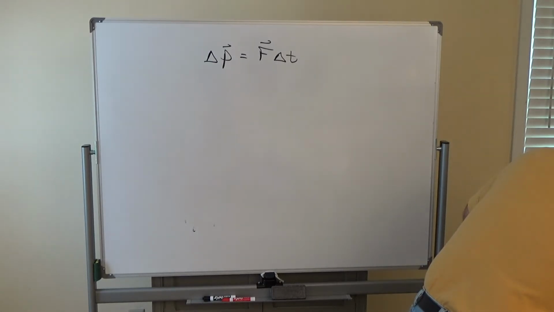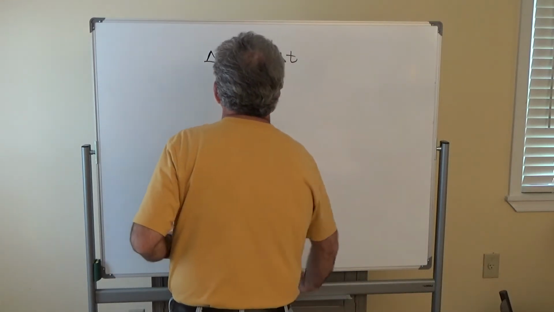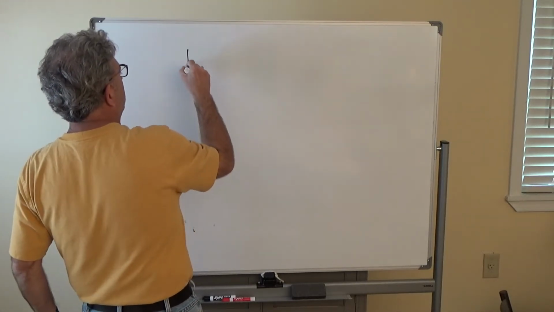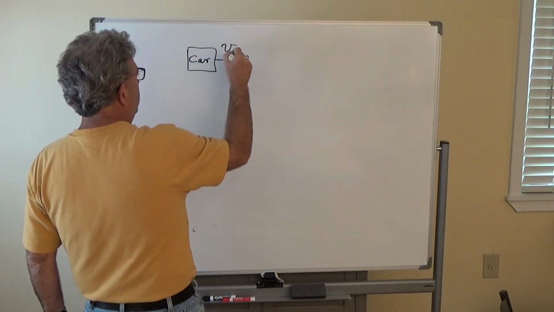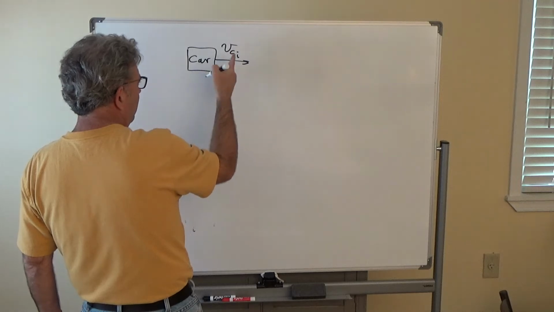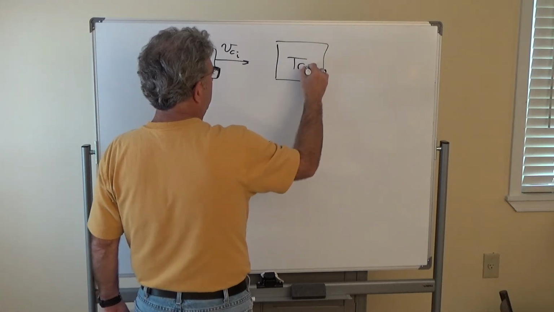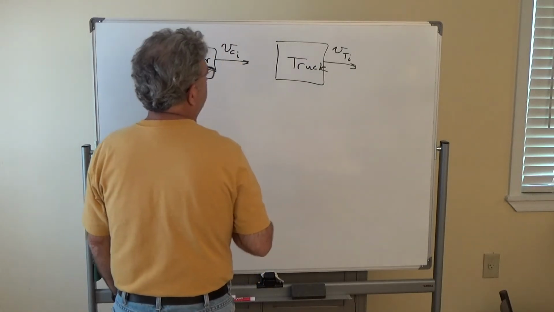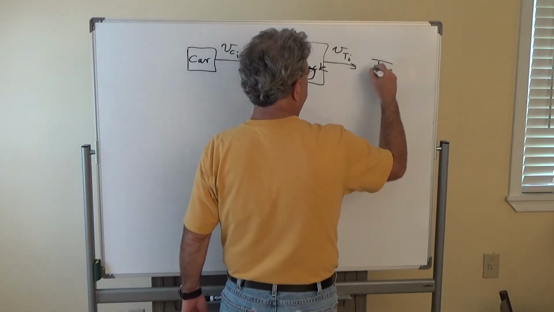All right, the next one, number three. Number three is a conservation of momentum problem. So for number 3, there's a car. Here's the car. I'll call this V car initial. It's 1D. I'll leave off the vector symbols. And then there's a truck. And it has VT initial. Okay. So this is the initial situation.